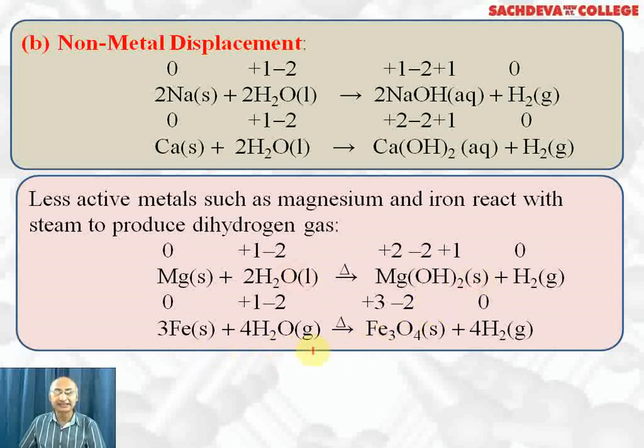Iron reacts with steam to form Fe3O4. Fe3O4 is a mixed oxide, FeO into Fe2O3. Therefore, it is also called ferrous ferric oxide. Here, the oxidation state of iron is 0, and here it is changing to plus 3 as well as plus 2 because it is ferrous ferric oxide. Hydrogen is changing from plus 1 to 0. So these are also redox reactions as well as non-metal displacement reactions.